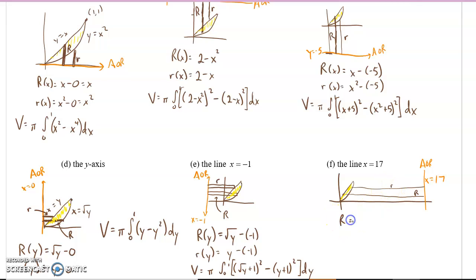So big R, right minus left, this is a function of y. Big R of y is the right side, which is 17, minus the x value, which is y. Y is the x value, and that's big R. Little r of y is right minus left, so 17 minus the square root of y. So our volume in this problem would be pi times the integral from 0 to 1 of big R squared minus little r squared.